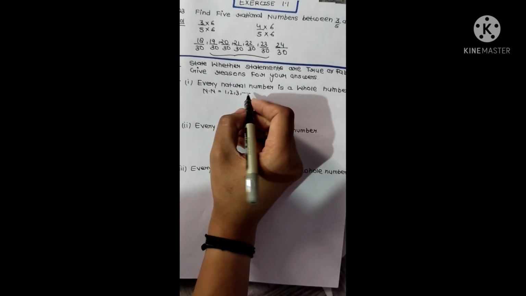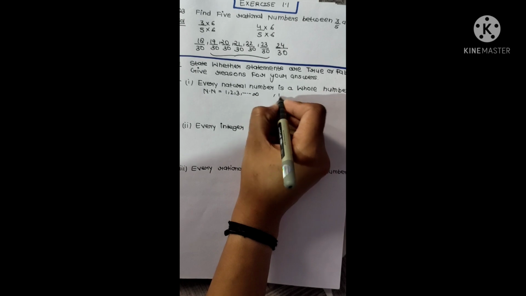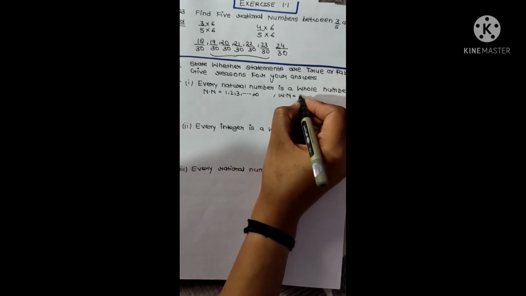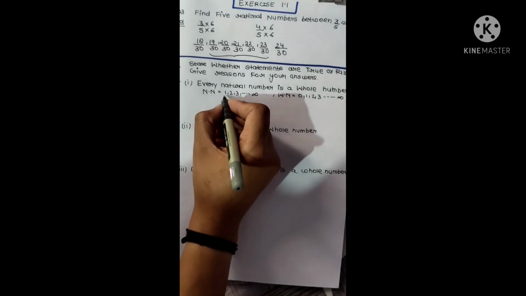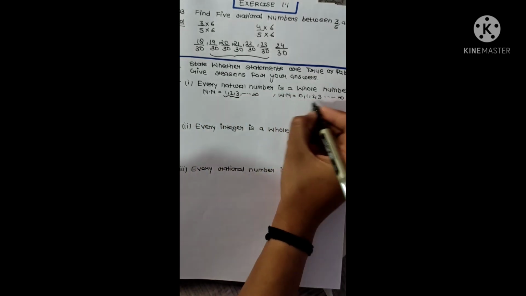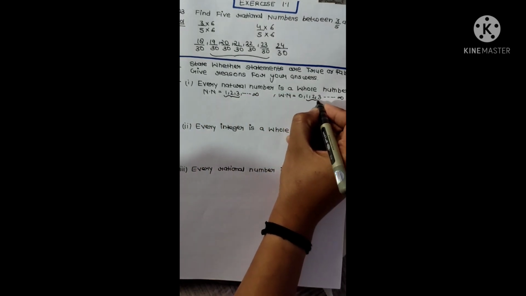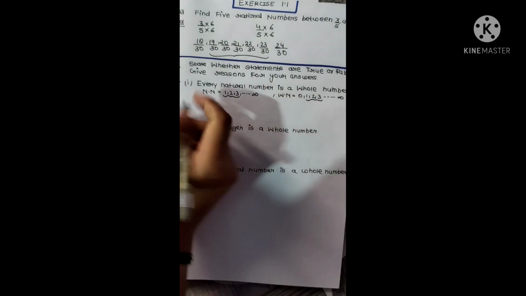Now the fourth question: state whether the statements are true or false, and give reasons for your answer. The first statement: every natural number is a whole number. As we all know, natural numbers start from 1, 2, 3 and go till infinity, while whole numbers start from 0, 1, 2, 3 and the same thing goes till infinity. So from here we can say that every element of the natural numbers is in the whole numbers. So yes, this statement is true: every natural number is a whole number.